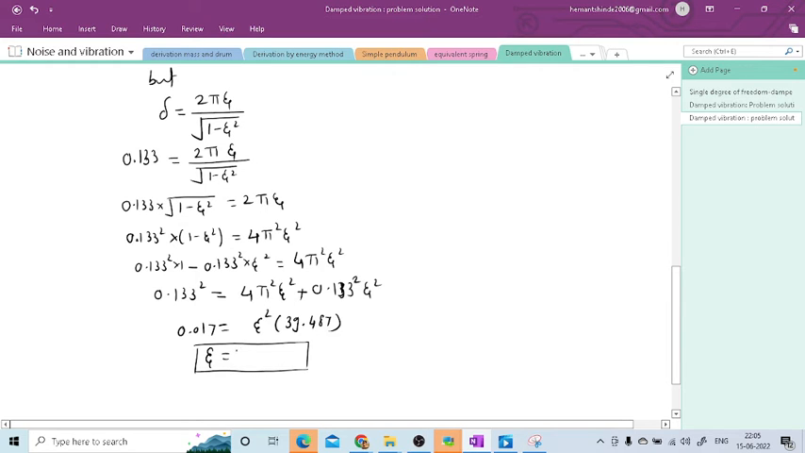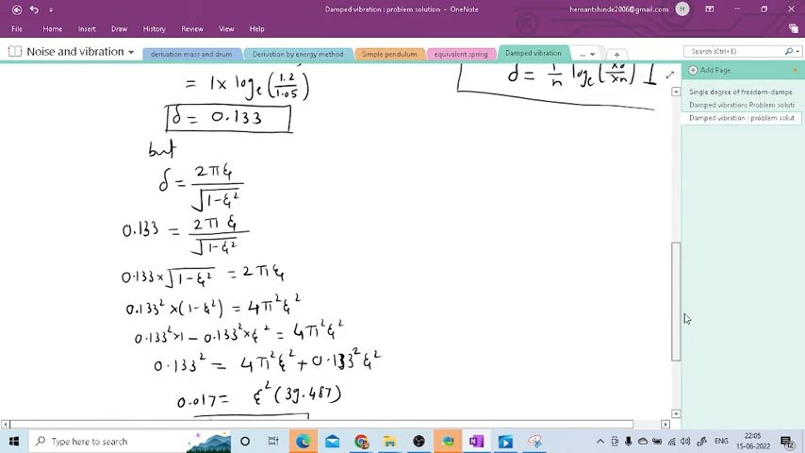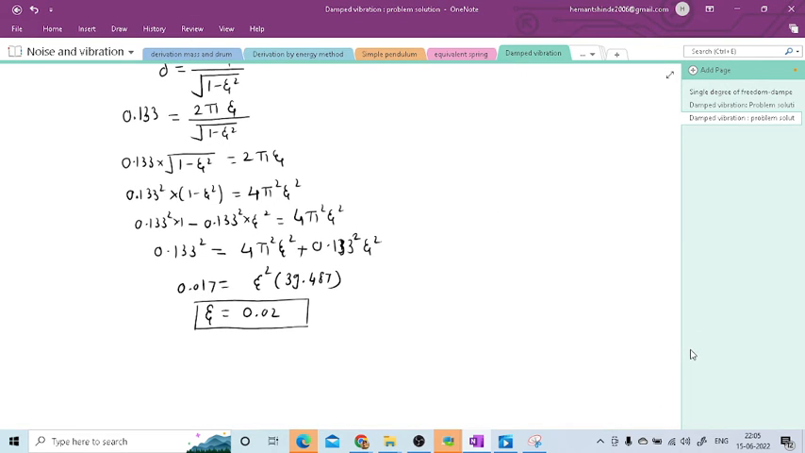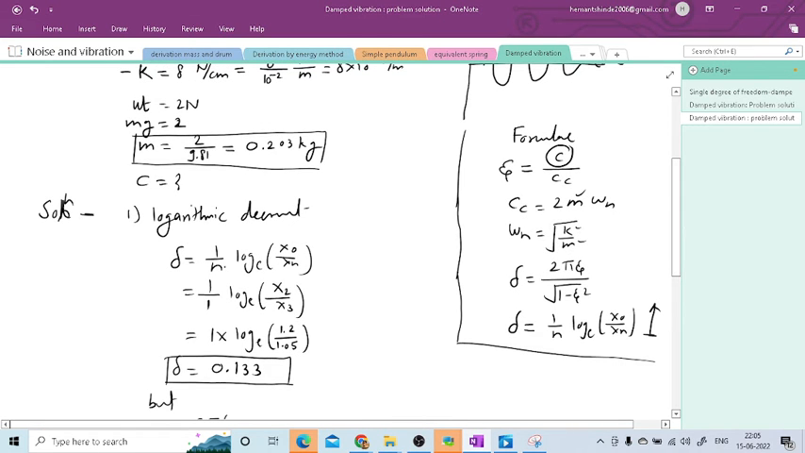So put these values, and the value of zeta is 0.02. Okay, so see, they have given x2, x3. So by using the logarithmic decrement formula, we get the delta, and if I use the second formula of logarithmic decrement, I will get the zeta. Okay, now we have solved with this equation. Now we will solve with this one.